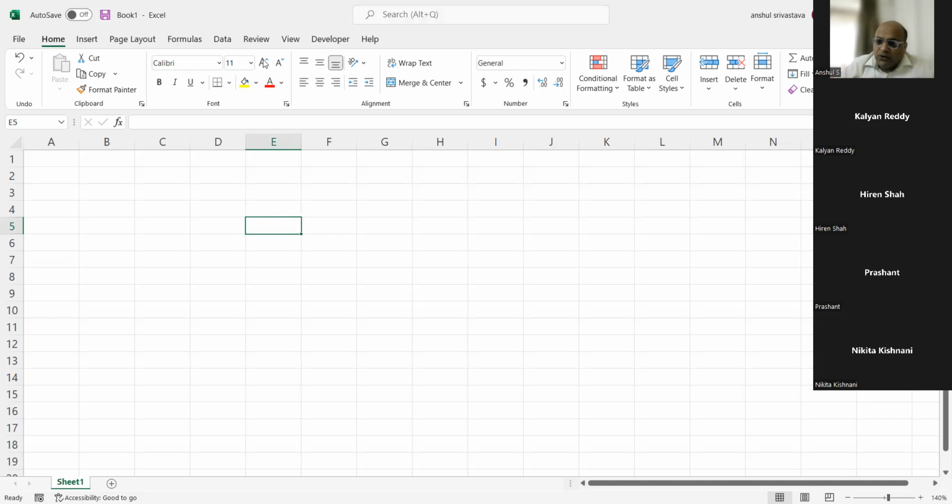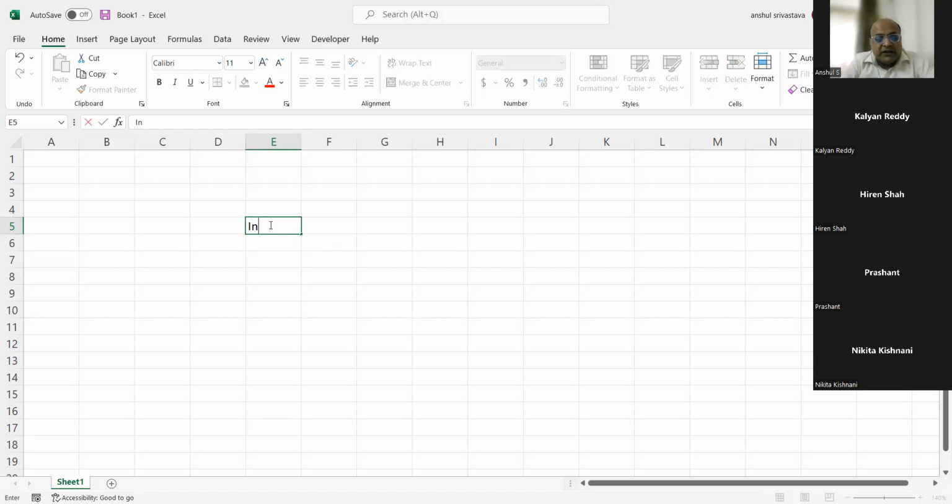Data table, as we all must be knowing, is a what if analysis tool. It can be utilized for looking at various situations by changing two input variables. So let's take an example of data table. What do we do?